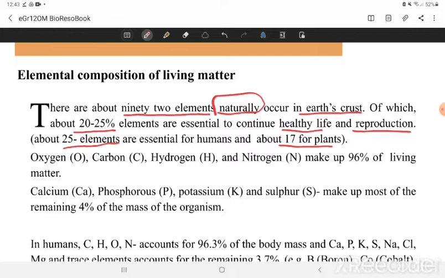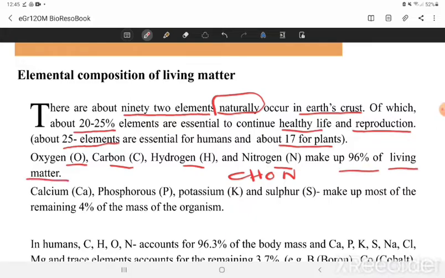Oxygen, carbon, hydrogen and nitrogen make up 96% of living matter. You can remember that as CHON, C-H-O-N. CHON makes up 96% of the living matter.